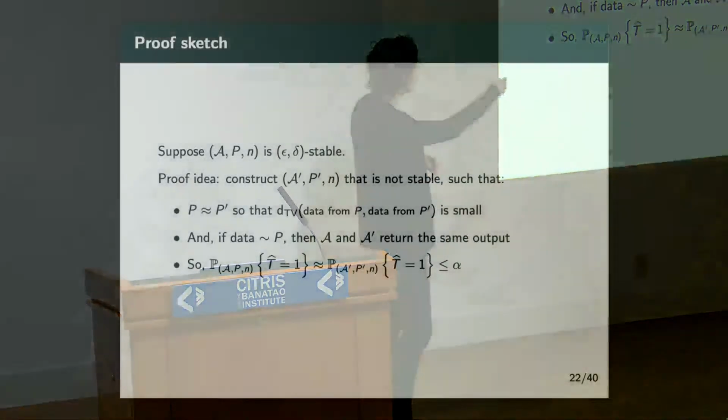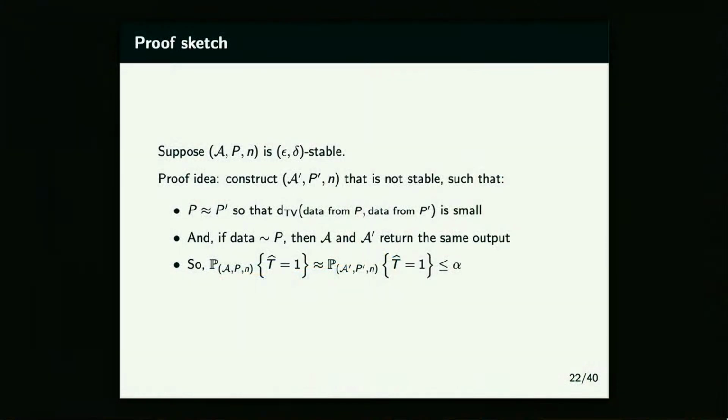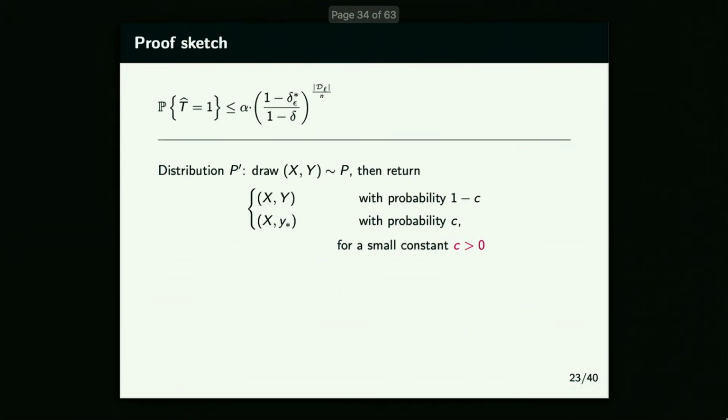And so with these constraints in the first two bullet points, the probability of returning an answer of 1 is approximately the same, whether your data and fitted models are coming from A, P or A prime, P prime. Now, if A prime, P prime is constructed to not be stable, then the probability of getting a positive answer, of saying, yes, it's stable, has to be bounded by alpha by validity. That's the definition of what a valid test is. So as a result, the probability of getting a positive answer for the thing that actually is stable is approximately bounded by alpha. So what do these constructions look like?